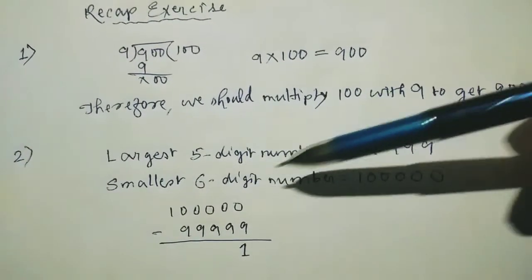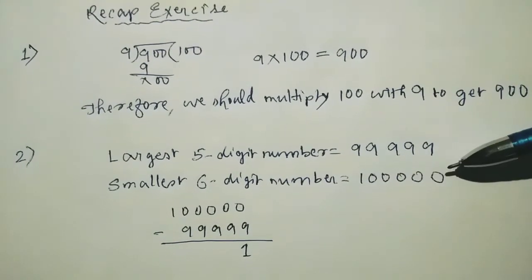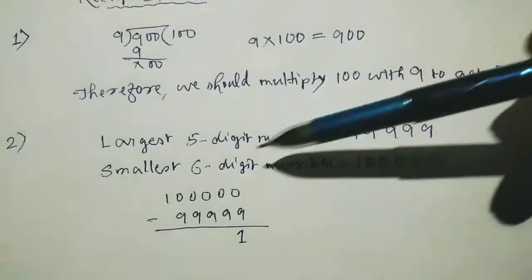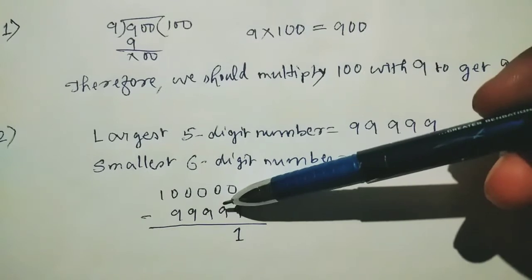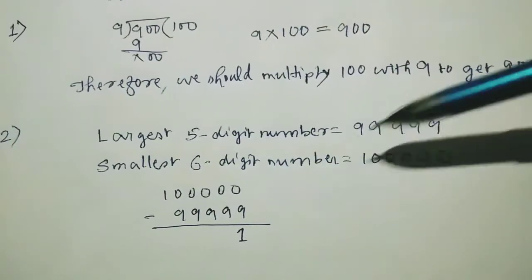99,999. The smallest 6-digit number is what? It is 1 lakh. Understood? So you have to subtract. Difference means what? Minus. So 1 lakh minus 99,999. When you subtract it, it comes to 1. So this is the answer.